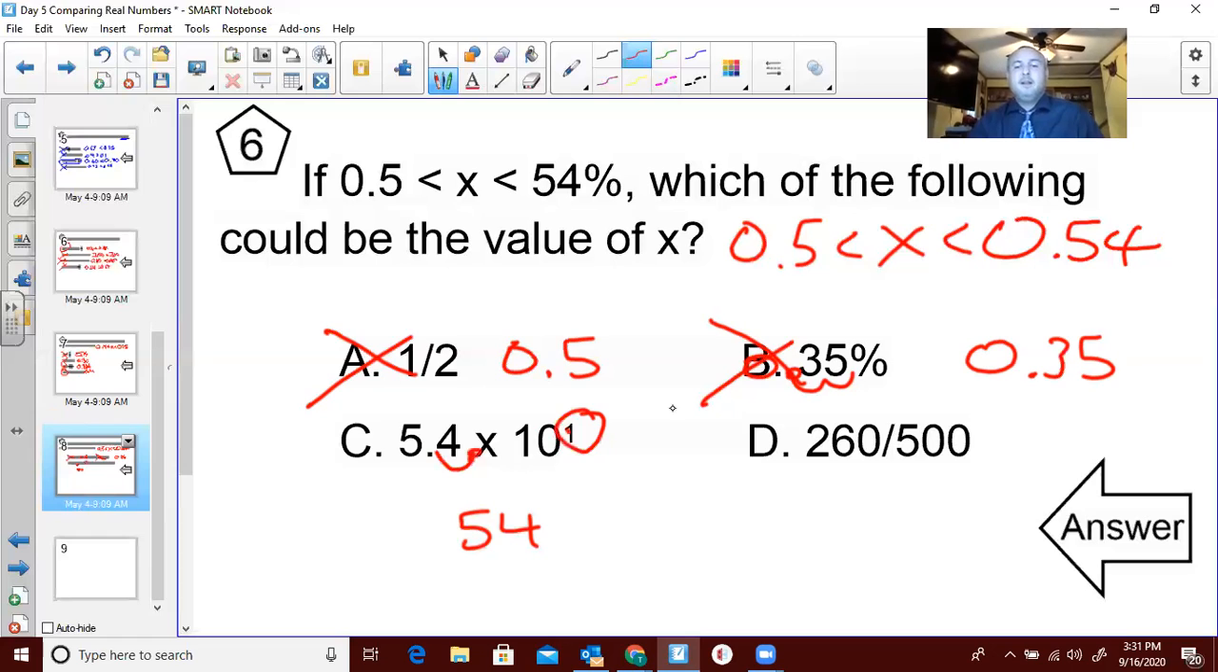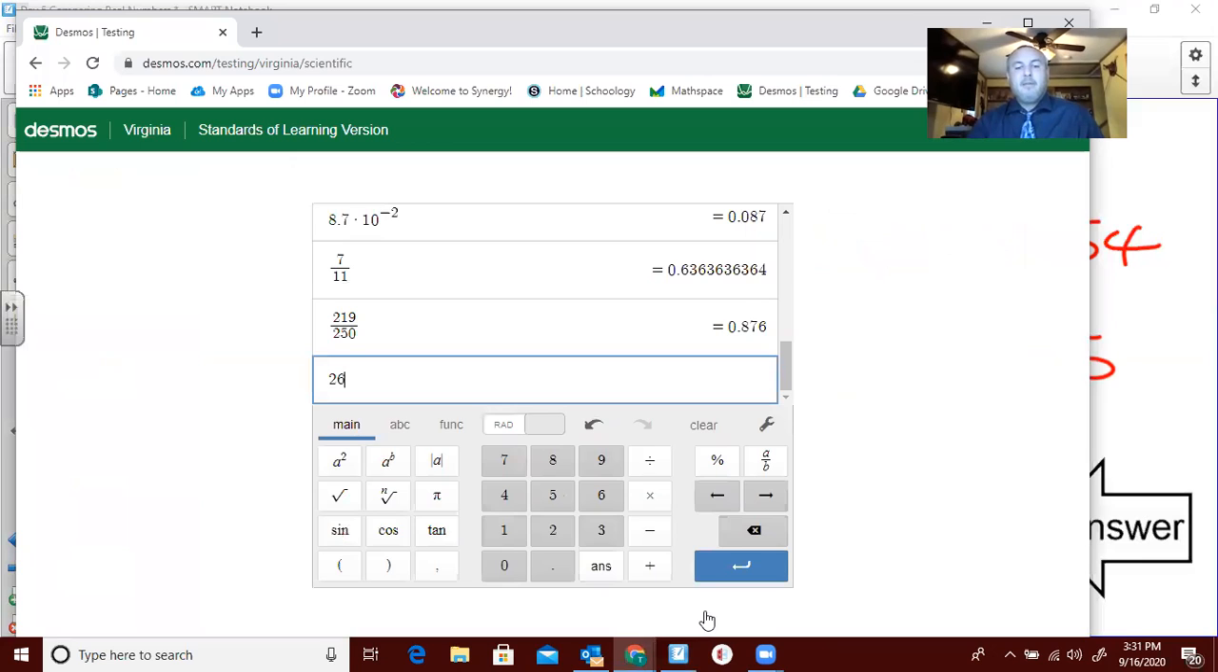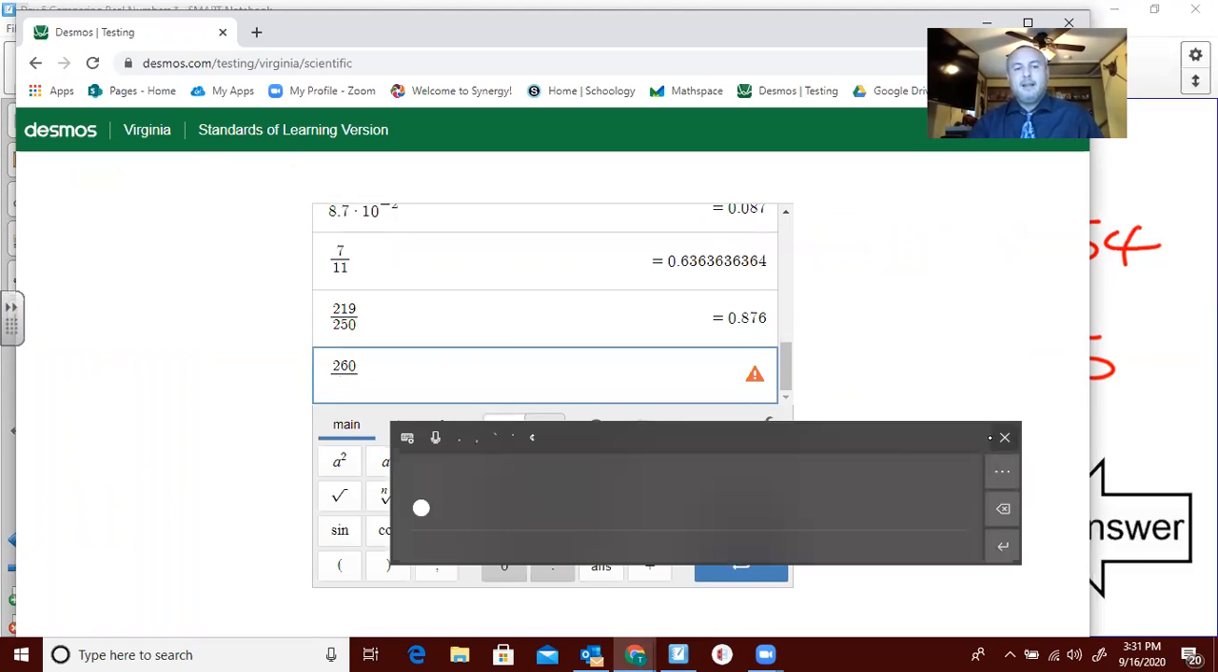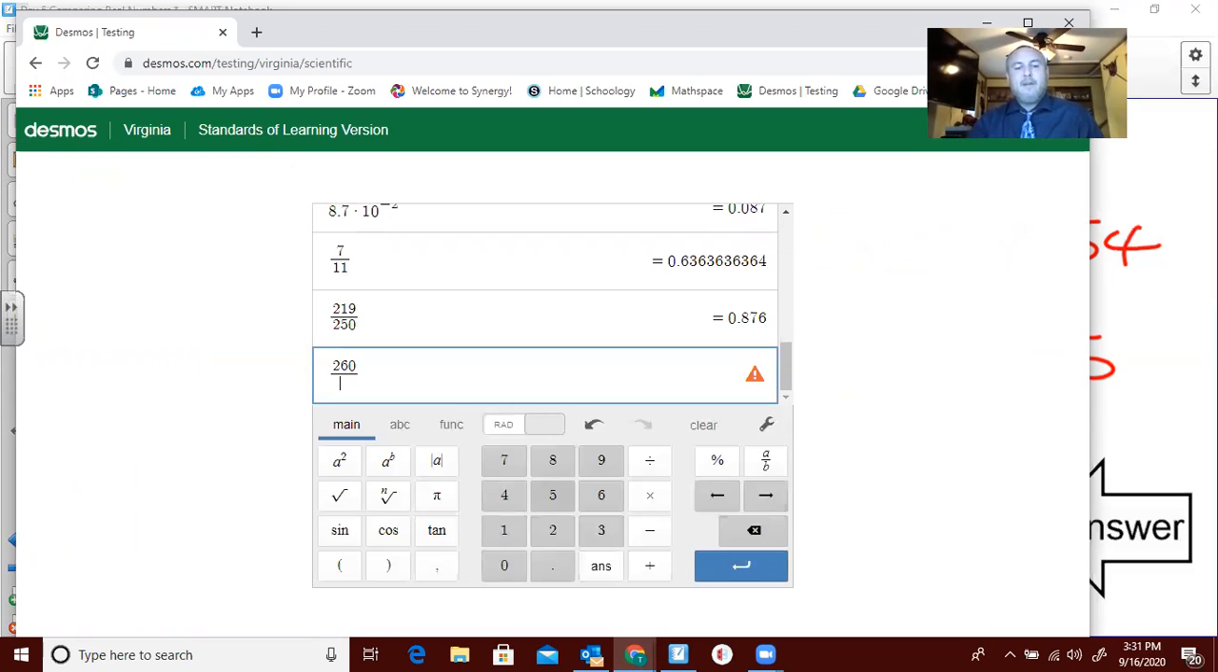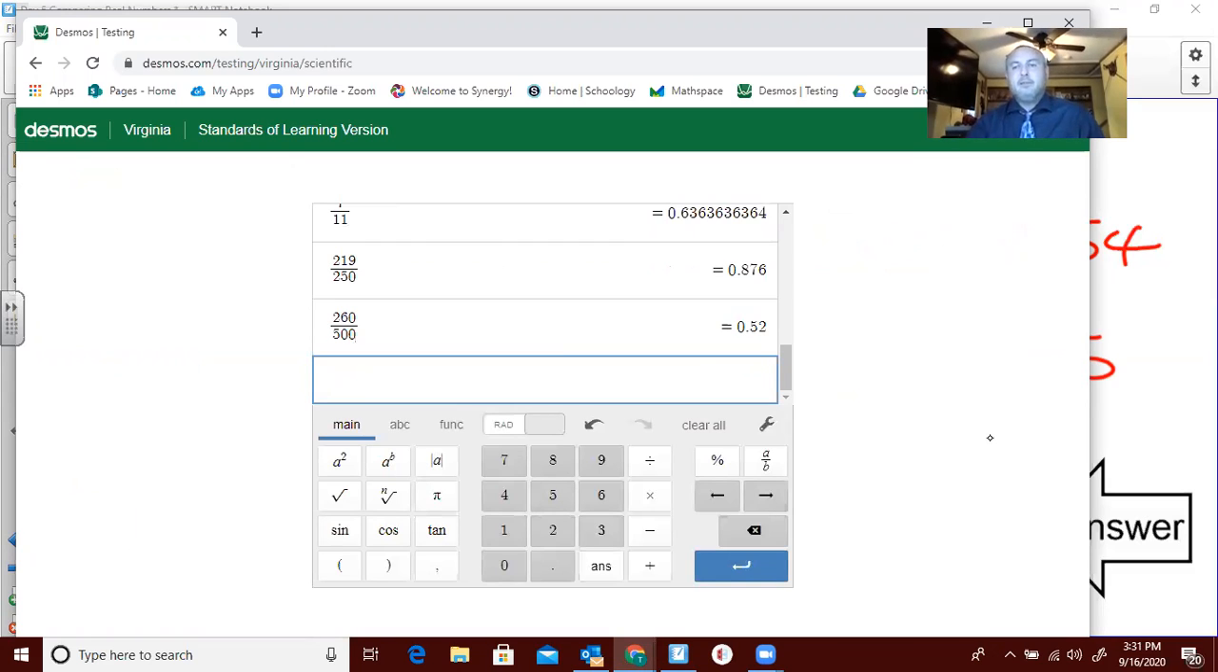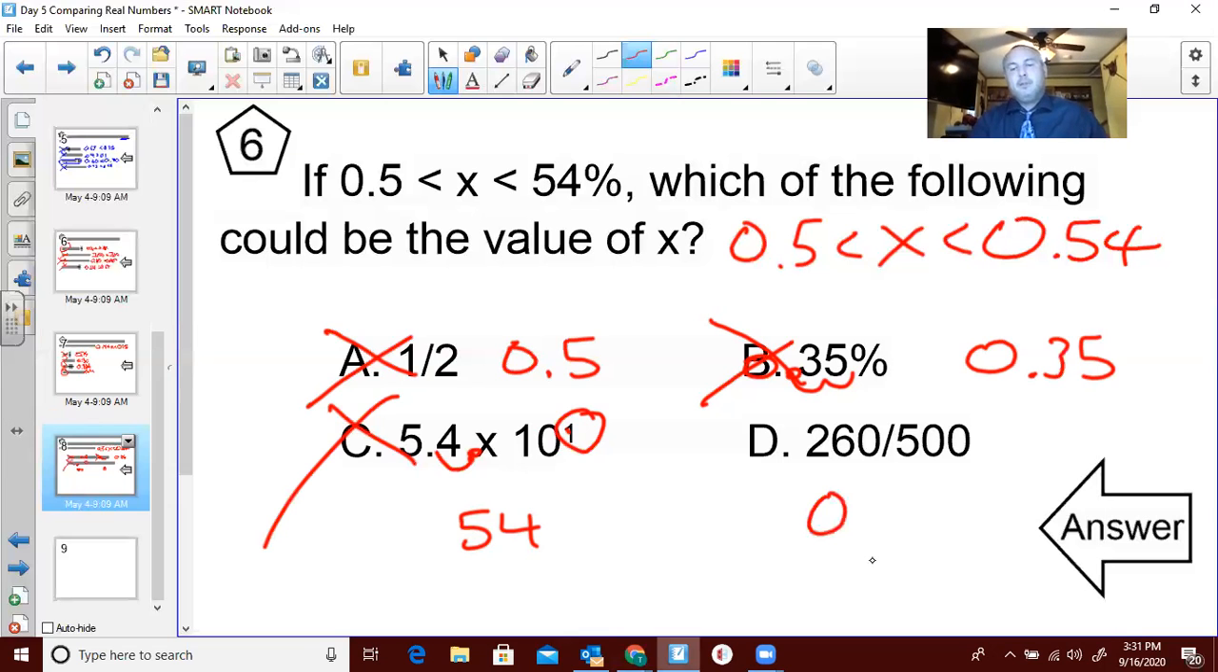So you're gone. And 260 divided by 500. Hit the calculator up for that, and you get 0.52. And I can see that 0.52. So now I'm going to go ahead and add a little 0 in here just because these numbers are so close together, right? They're only being separated by 0.04, right? So we need to find, it's going to be a very tight fit for this number.